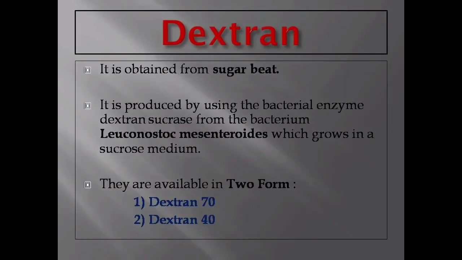Dextran is obtained from sugar beet. It is produced by using the bacterial enzyme dextran sucrase from the bacterium Leuconostoc mesenteroides, which grows in sucrose medium. They are available in two forms, that is dextran 70 and dextran 40. Let's see one by one.